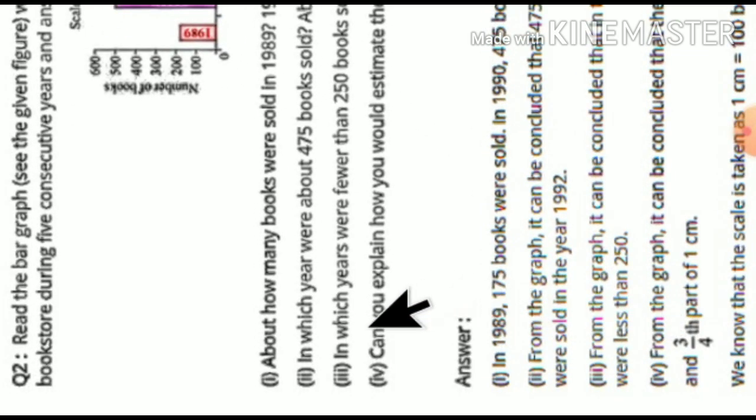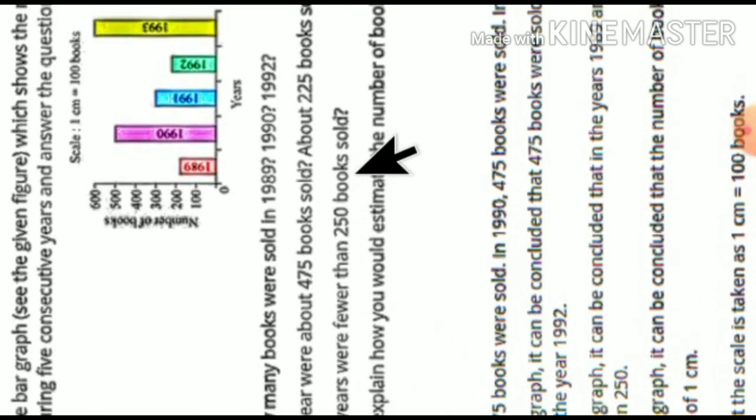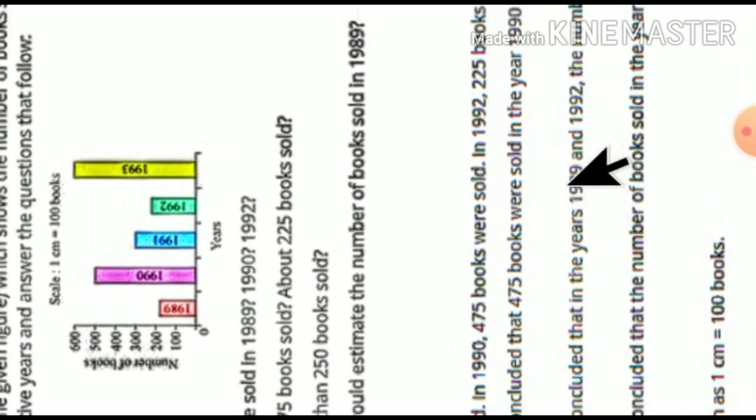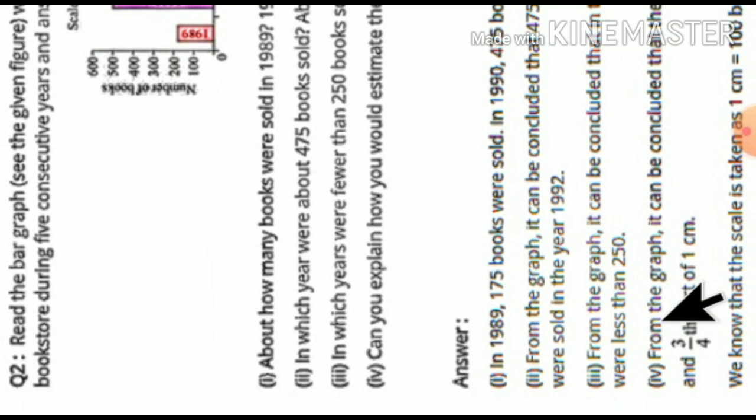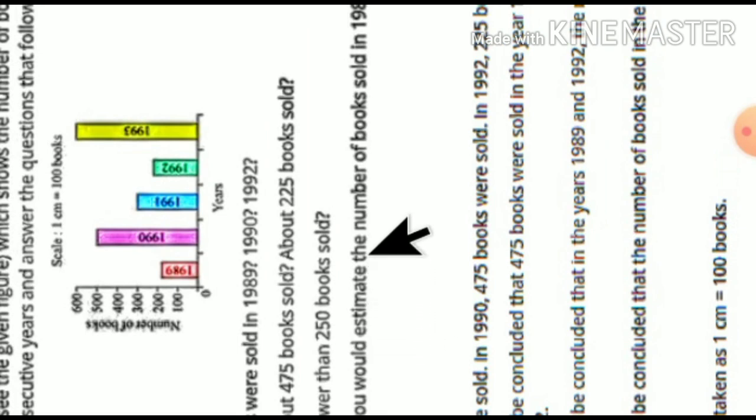Now third question, in which year were fewer than 250 books sold? Fewer than 250 are which years? Then it can be concluded that in the years 1989 and 1992. See, 1989 it is less than 200, and 1992 also it is 225, so less than 250. Okay, so both are having less than 250. So from the graph it can be concluded that in the years 1989 and 1992 the number of books sold were less than 250.